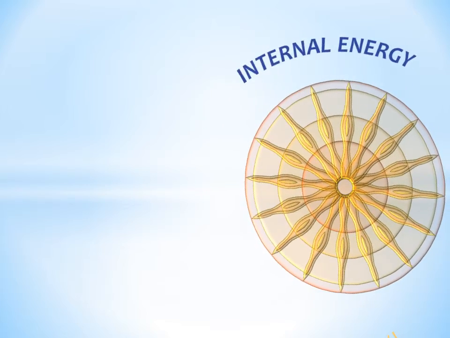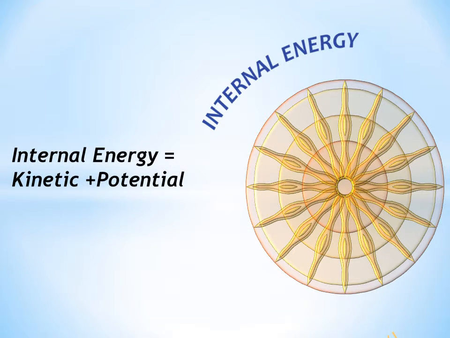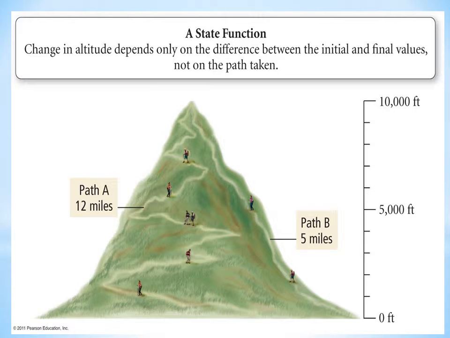Internal energy. We describe internal energy of a system as the sum of the kinetic energy plus the potential energy. Internal energy is what we call a state function. With a state function, the only thing that matters is the initial and the final state of the system. It does not matter how the system gets to its final conclusion.